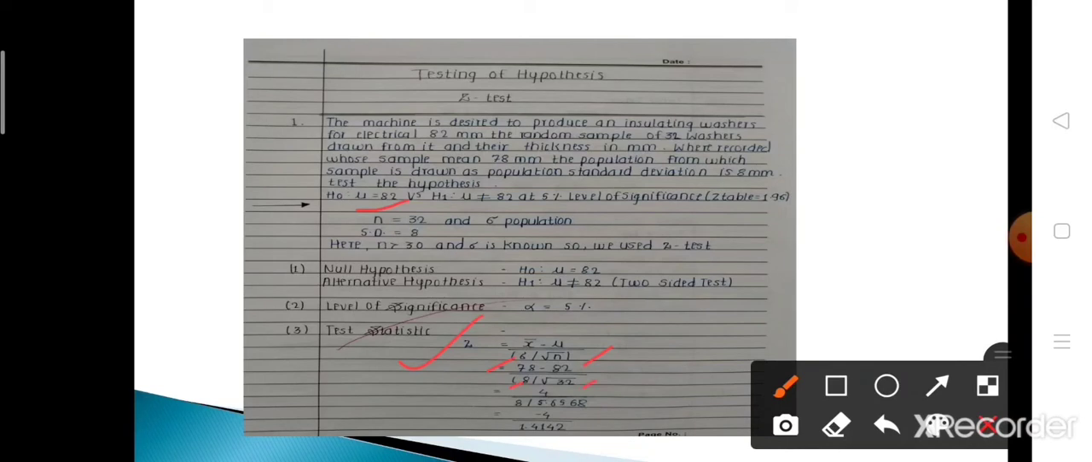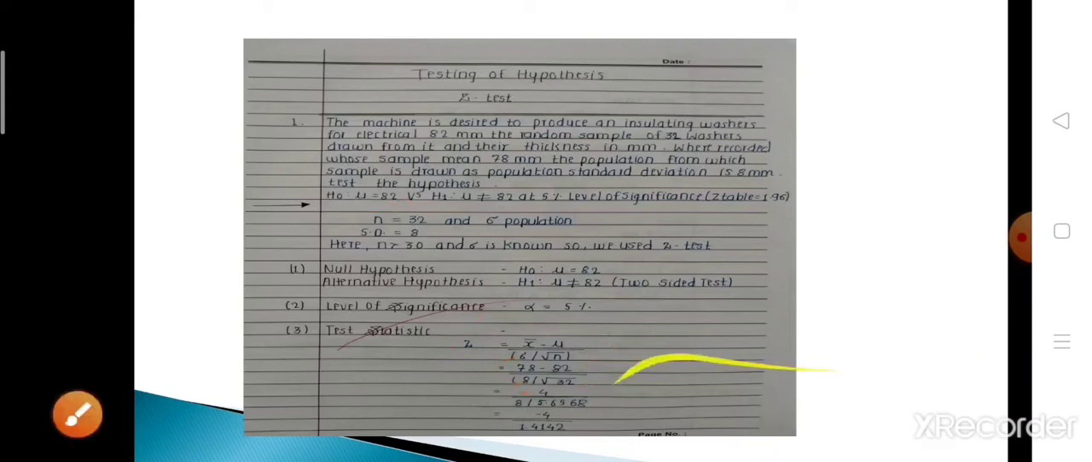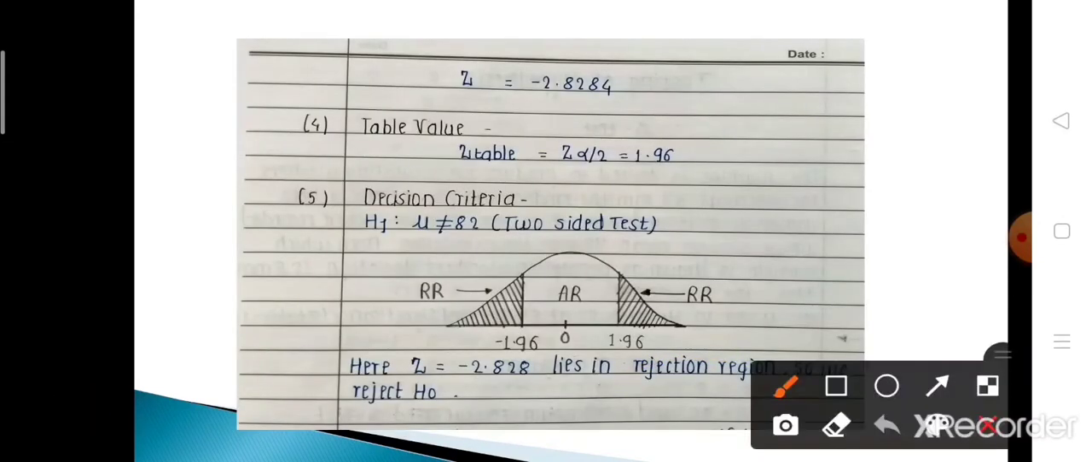So 78 minus 82, that is minus 4, divided by 8 divided by square root of 32, that is 5.6568. Then 8 divided by 5.6568 is 1.4142. Now minus 4 divided by 1.4142 is minus 2.8284. So our test statistic value is minus 2.8284.